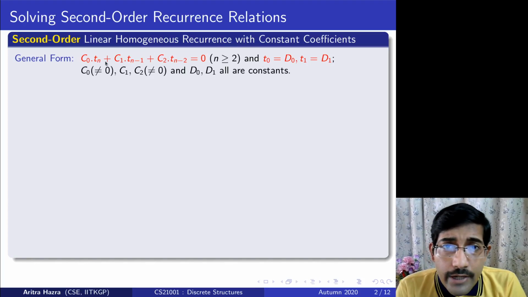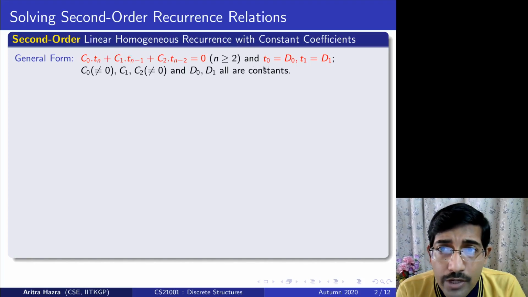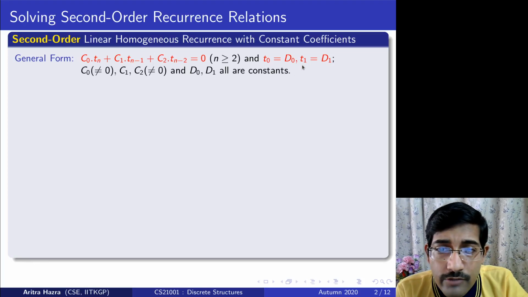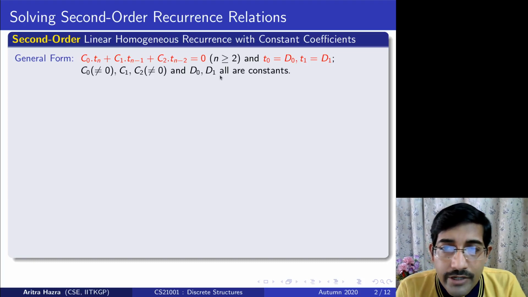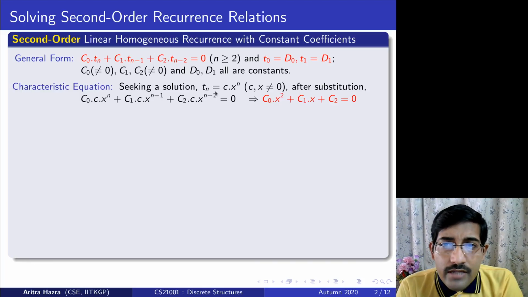Since it's a second order recurrence, every term depends on the previous two terms. So we need two base conditions, T0 and T1. Let's say T0 equals D0 and T1 equals D1, where D1 and D0 are constants. To solve such a recurrence relation, we might seek or guess a solution like C times x to the power n for Tn. So if I put Tn equal to Cx^n, this might be a potential solution.